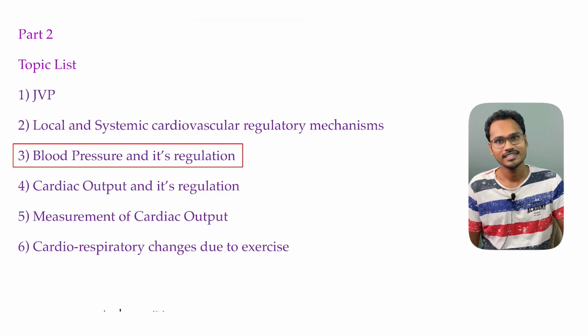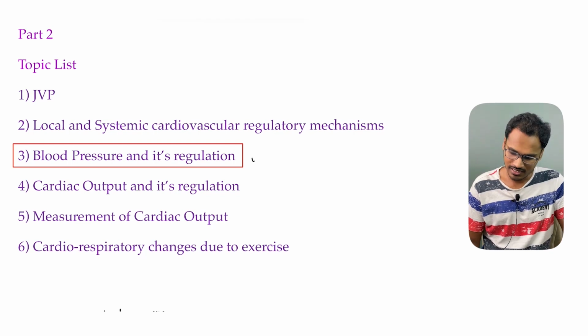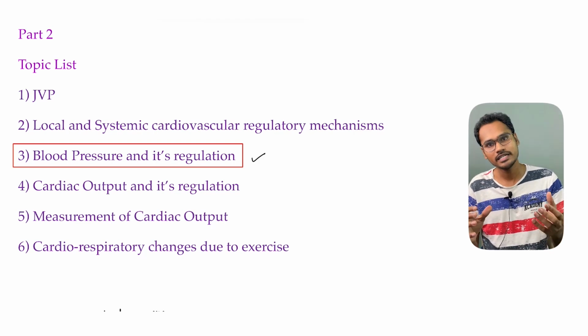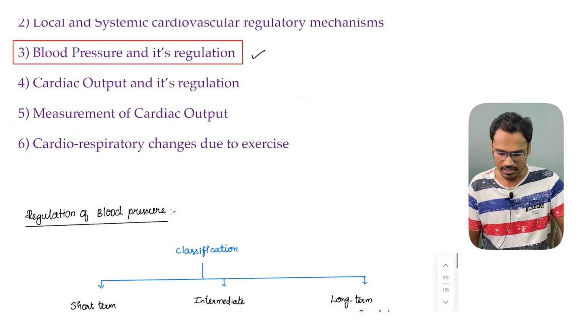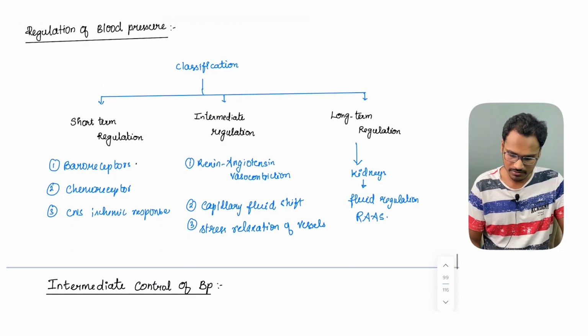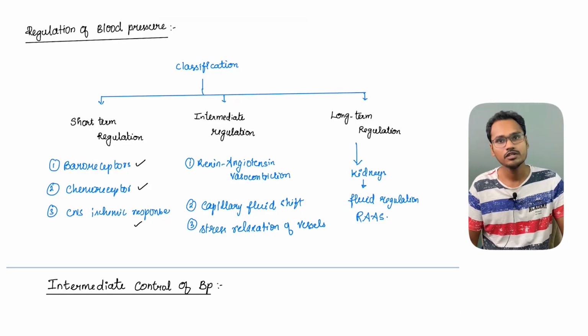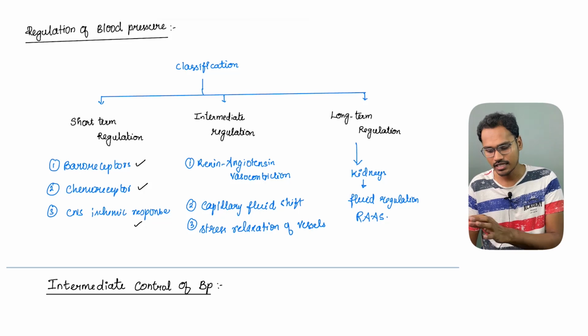Hello dear students. In this video we are going to continue with our BP regulation, and we are going to look at the intermediate and the long term. In the previous videos we saw the short term regulators: the baroreceptors, the chemoreceptors and the CNS ischemic response. Today we are going to look at the intermediate regulation and the long term.